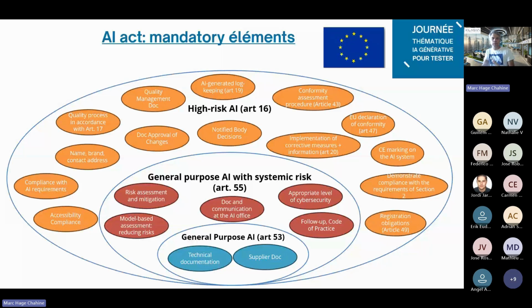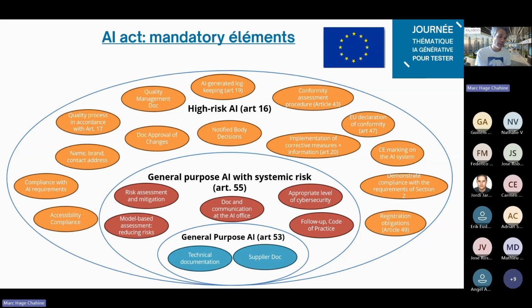Then you will have general purpose AI with systemic risk. That's AI which is not on a sensitive subject, but has a lot of data, and as it has a lot of data, the risks are much higher. Even if you don't have sensitive data, with a lot of different non-sensitive data, you can recreate sensitive data. So for that, you go to something a bit higher, with risk assessment and mitigations, and a model-based assessment for reducing risks.